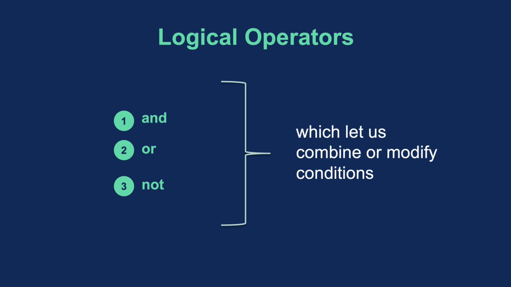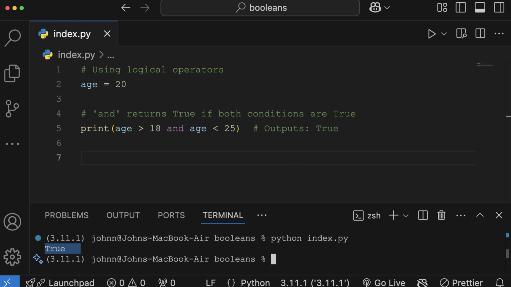Now that we understand basic values and comparison, let's take it a step further with logical operators. These include AND, OR, and NOT, which let us combine or modify conditions. Here is how it works. So now let's start with a variable age that has a value of 20, and we are now going to use two logical operators so that we can see if we could return a Boolean. So we are starting with AND.